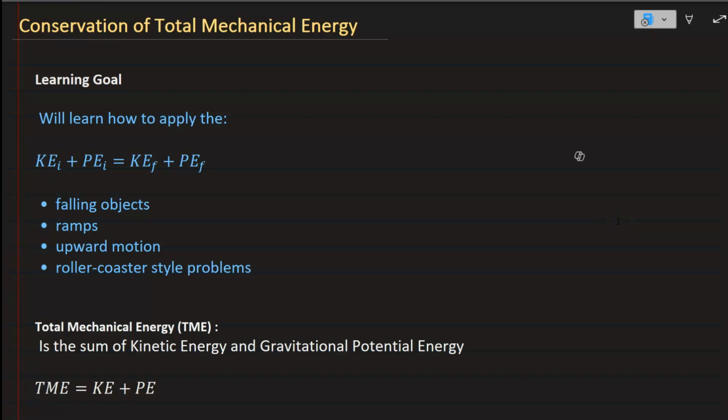The lesson for today is conservation of total mechanical energy. The learning goal is to learn how to apply the total energy before and the total energy after. They must equal each other. That's the conservation of total mechanical energy, and that represents it in the Physics 11 context. We'll deal with falling objects, ramp problems, upward motion, and roller coaster style problems.